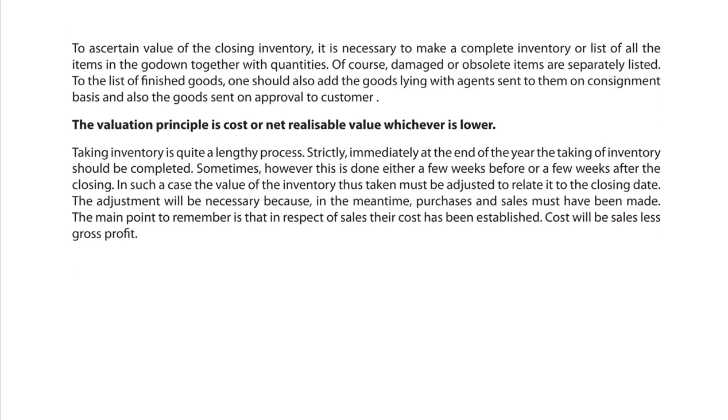To ascertain the value of the closing inventory, it is necessary to make a complete inventory or a list of all the items in the godown together with quantities. Of course, damaged or obsolete items are separately listed. To the list of finished goods, one should also add the goods lying with the agent sent on consignment basis. Also, the goods sent on approval to the customer. That should also form part of closing inventory.